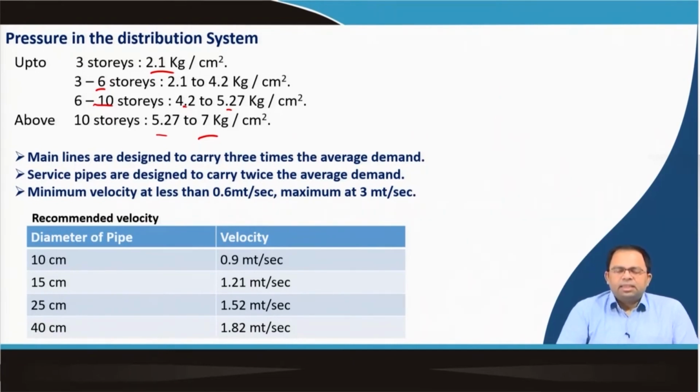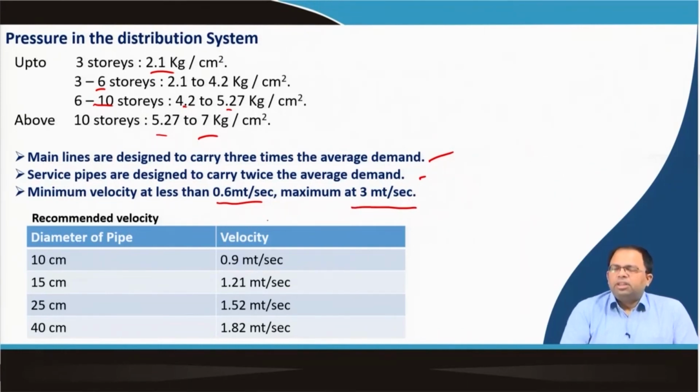And the main lines are designed to carry 3 times the average demand. Previously we have discussed 1.5 times, then 1.8 times based on hourly maximum demand and so on. We can go with that as well, but usually the main lines are designed to carry around 3 times the average demand. Service pipes, the branch pipes, are designed to carry twice the average demand, instead of 1.8 times. Minimum velocity in the pipeline is designed as 0.6 meter per second, and the maximum is around 3 meter per second.